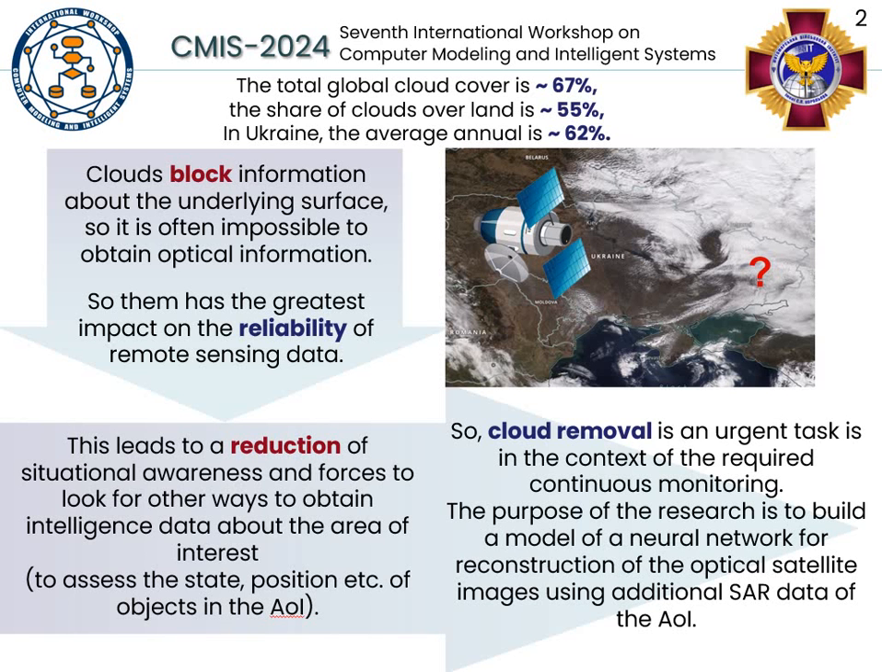Optical images from satellites provide visual signals that are easily understood by humans, but they are heavily influenced by factors such as clouds, fogs, and smokes. In Ukraine, the average annual cloud cover is approximately 62%. Thick clouds, unlike thin clouds which can transmit, for example, waves in the infrared spectrum, completely block visual information about the underlying surface. This factor has its most significant impact on the reliability of remote sensing data and leads to a reduction of situational awareness.